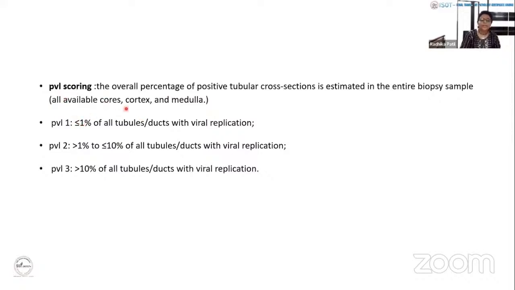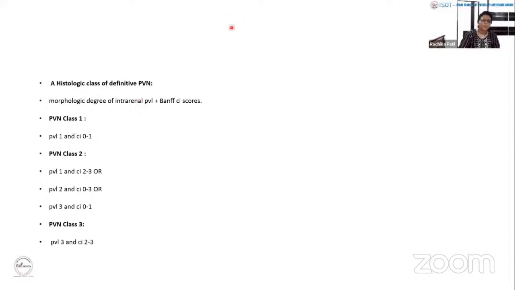So PVL scoring is given in all available cores, cortex and medulla. Here comes the importance of medulla in a renal allograft biopsy, where we can score the SV40 staining in polyomavirus nephropathy, and also C4d positivity is scored in medulla, but not the peritubular capillaritis, remember. So PVL1 is less than 1%, 1 to 10% is 2, and more than 10% is 3. So ours was PVL3 and moderate tubular atrophy, so it becomes PVN class 3.